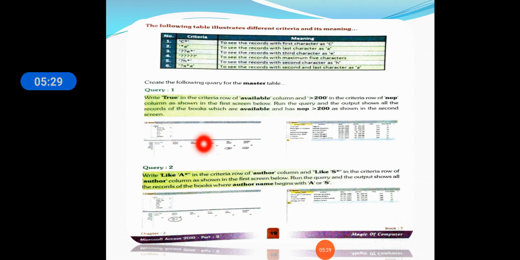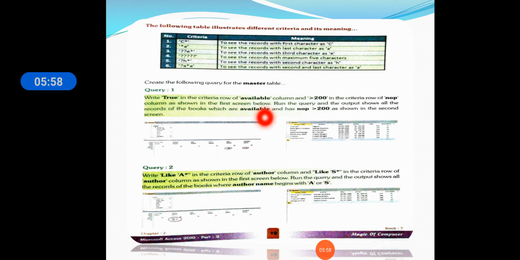Now here we are using the word true or false. So we have to write true in the available row column, and write less than 200 in the criteria row of NOP. NOP means number of pages, which must be less than 200. We are writing the number of pages in that column as NOP, right? We are writing less than 200. So we are giving the criteria here.